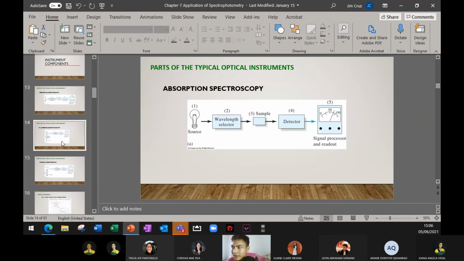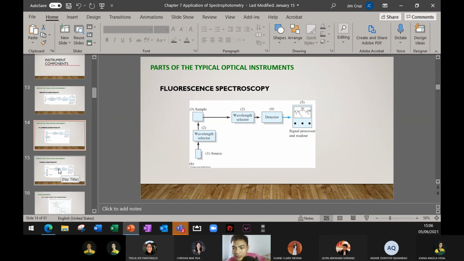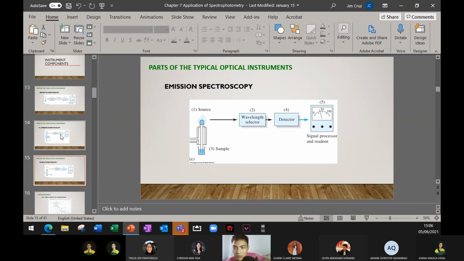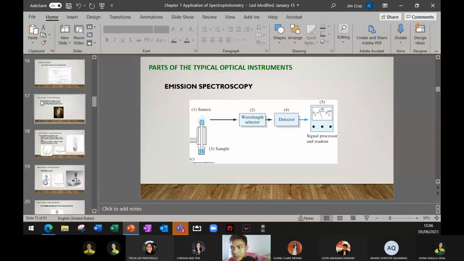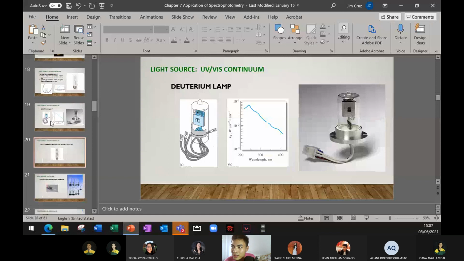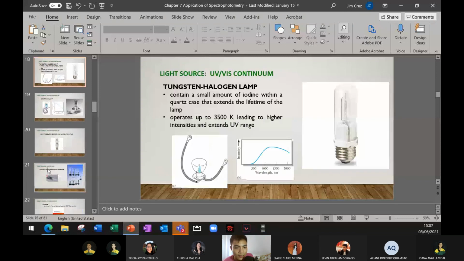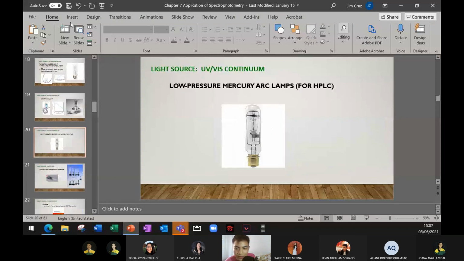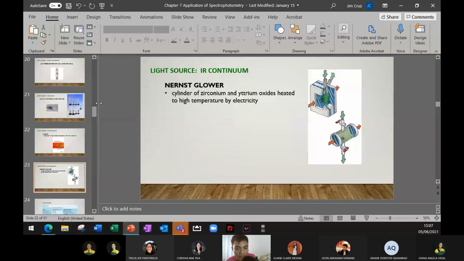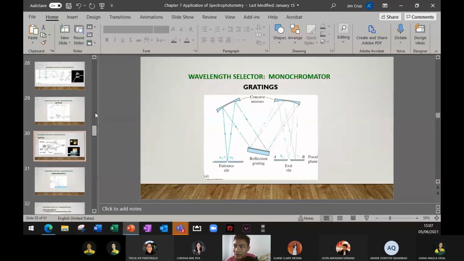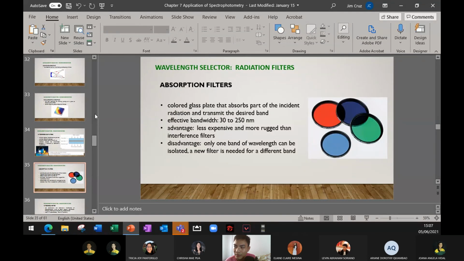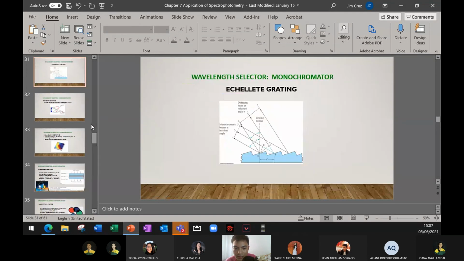Kapag absorption, linear yan. Kapag fluorescence, perpendicular. Kapag emission ay ang wavelength selector before siya ng detector. Okay? So these are the lamps we use, no? So be familiar kung kailan sila gagamitin, ano yung improvements, and sino yung mga ginagamit for IR. For wavelength selector, basically mga grating lang yan.